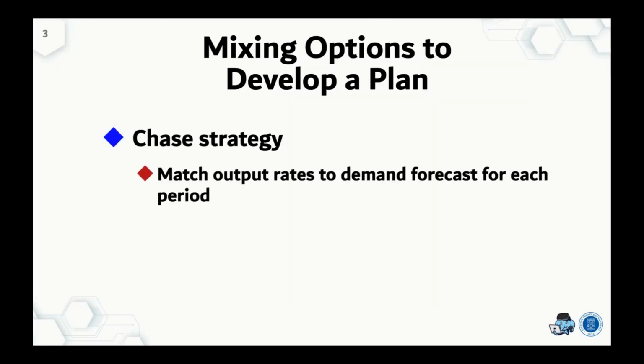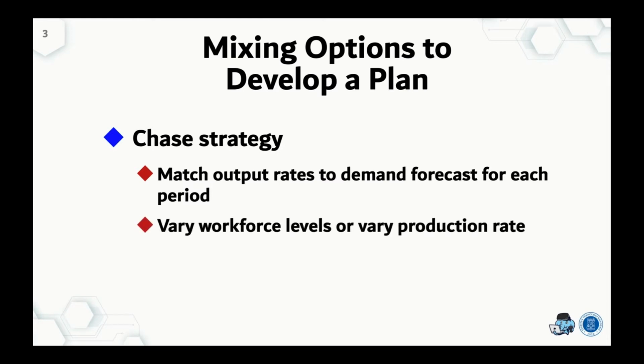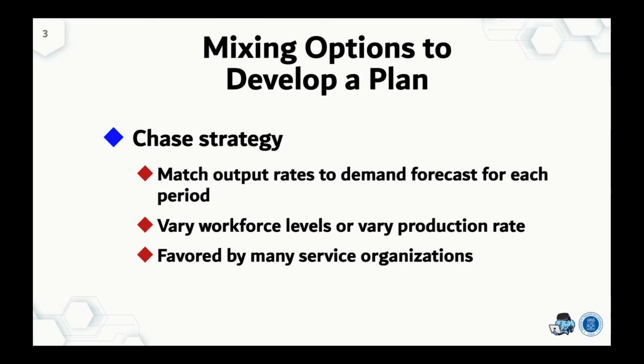By combining those alternatives, the operation manager may generate several plans following the chase and level strategy. Chase strategy typically attempts to achieve an output rate for each period that matches the demand forecast for that period. Varying workforce level or varying production rate is also part of the chase strategy. And this strategy is favored by many service organizations.